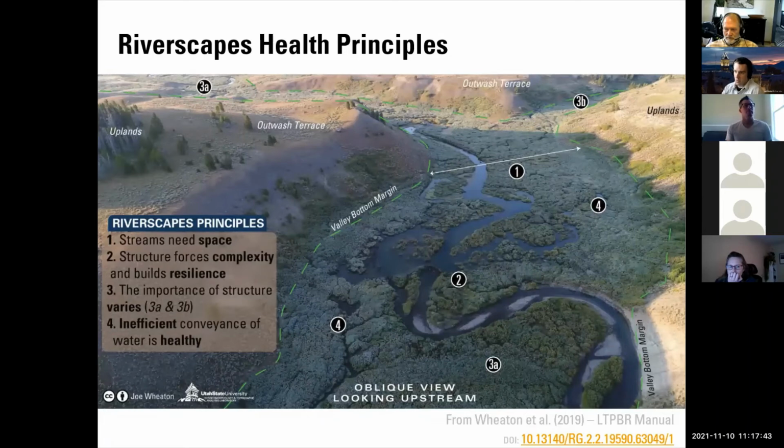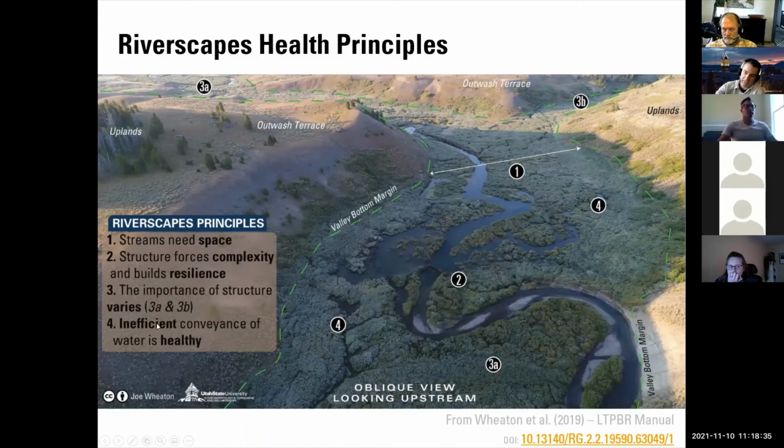A number of us have been working on ways to distill what the science has been telling us. These were some principles we've been running with for a while. We actually had a summit last week and got some good advice on ways to tailor these even better. But originally we had: streams need space. How much space they need, that's just reading a riverscape and identifying a valley bottom. That structure forces complexity, builds resilience. And so it is these beaver dams that we're going to talk about, and that builds a matrix of more complex habitat that is more resilient to disturbances like fires, floods, and droughts. And we had this kind of 'it depends' or 'context matters' get-out-of-jail card. And then this inefficient conveyance of water is healthy idea.